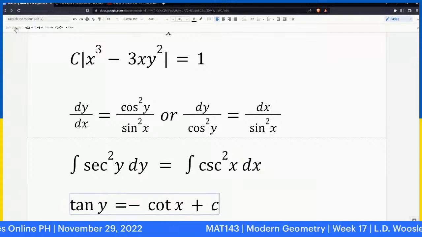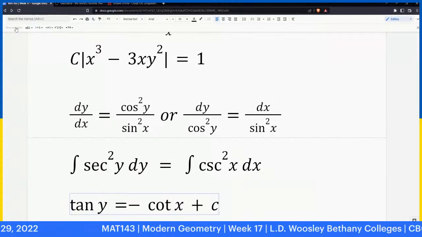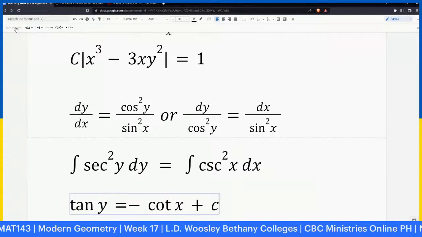Mahaba talaga yung homogeneous, no? Sige, we have few minutes. Perhaps I would look into the order one.